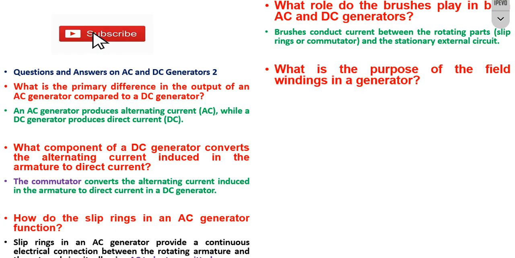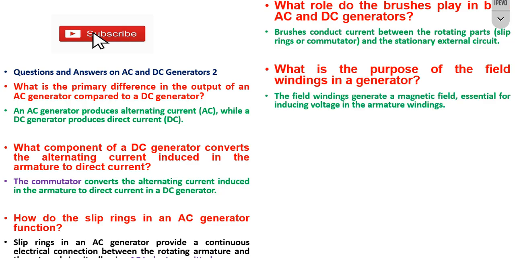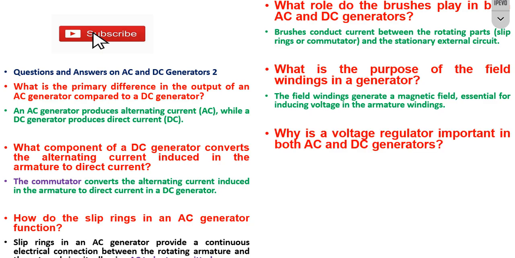What is the purpose of the field windings in the generator? The field windings generate a magnetic field, which is essential for inducing voltage in the armature windings. So that's the function of the field windings in the generator.